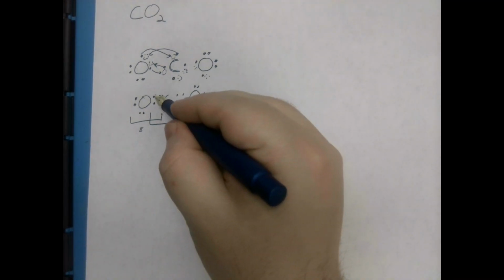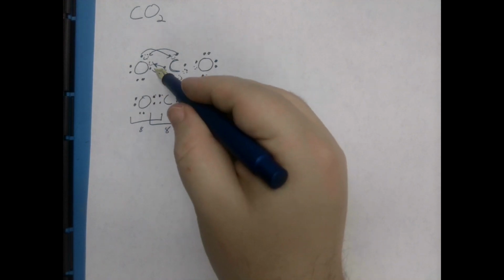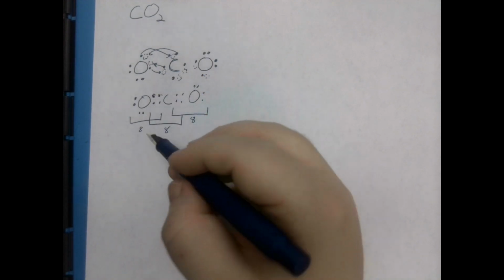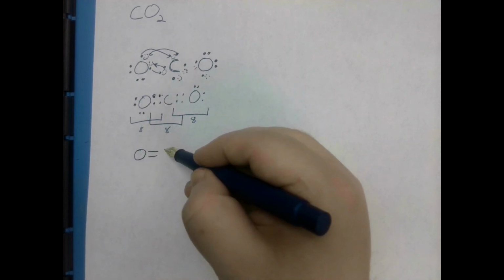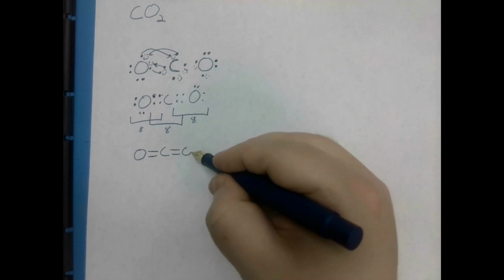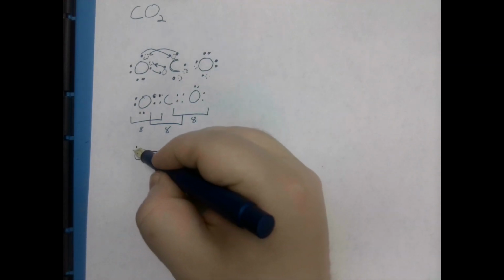And usually what we do when doing Lewis dot is if we have an electron pair bond, we can represent it with a single line. And we usually make the lone pairs fancy.